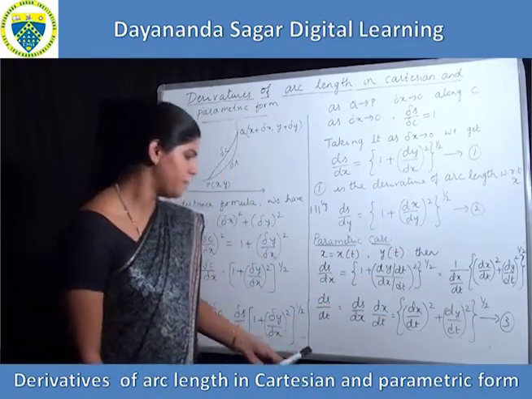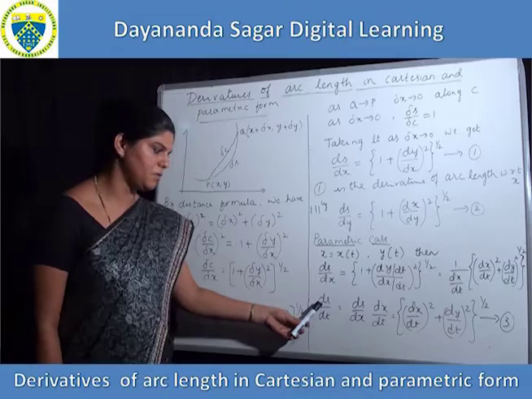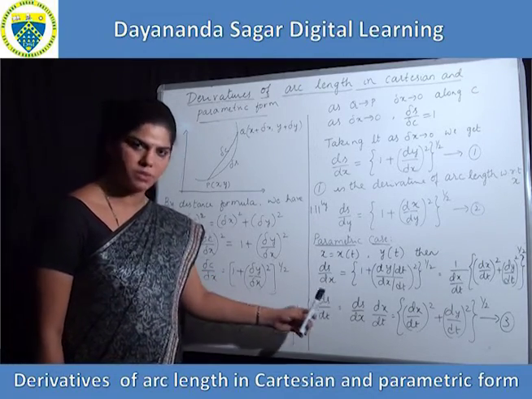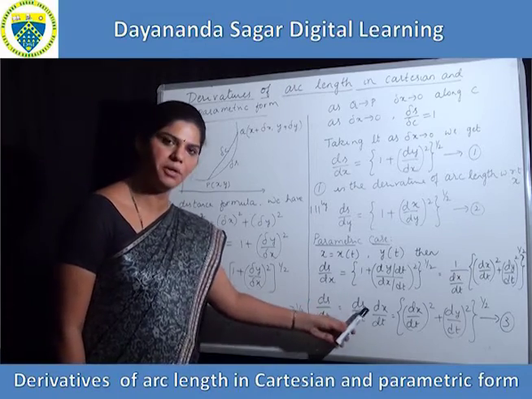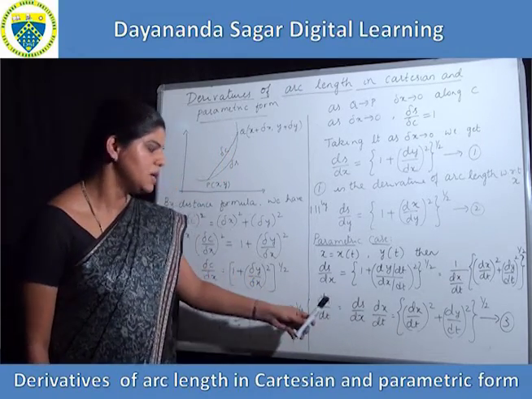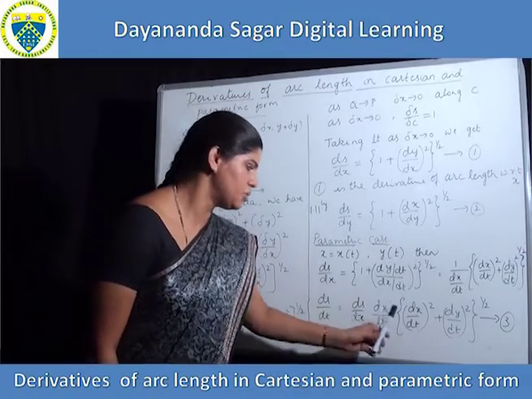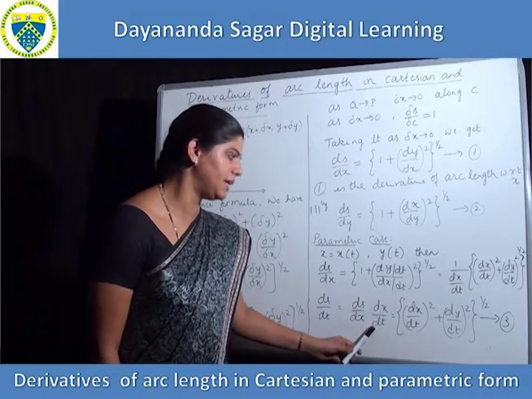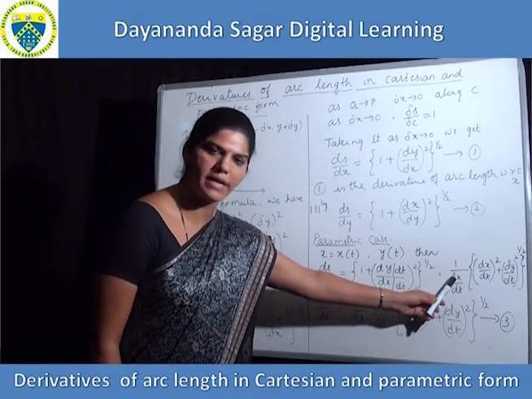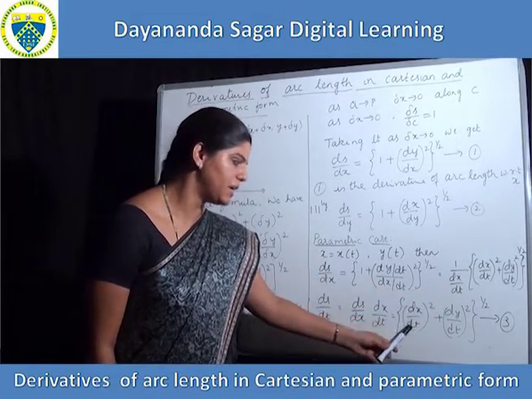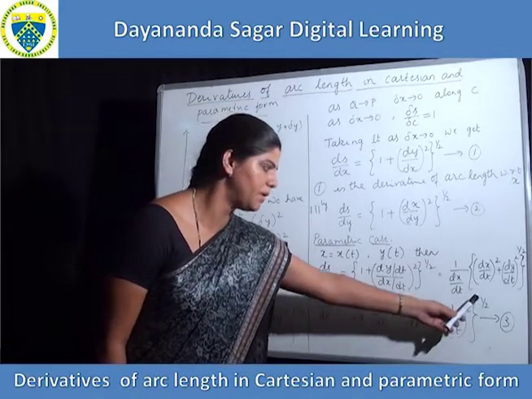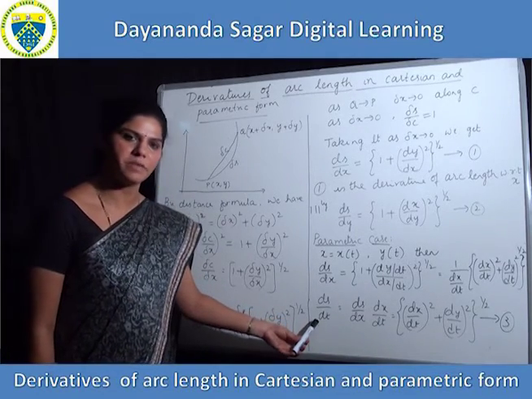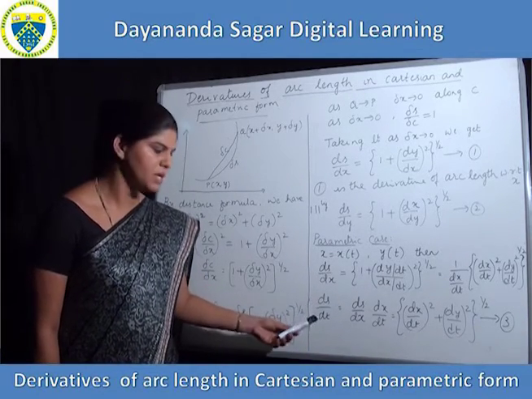Now consider the derivative of arc length with respect to the parameter t, ds by dt. I can write it using the chain rule as ds by dx into dx by dt, which is equal to ds by dx, substituting for ds by dx from this expression, into dx by dt. So dx by dt will cancel with dx by dt and you will get ((dx by dt) whole square plus (dy by dt) whole square) to the power half. I'll call this 3. Hence 3 is the expression for the derivative of arc length with respect to the parameter t.